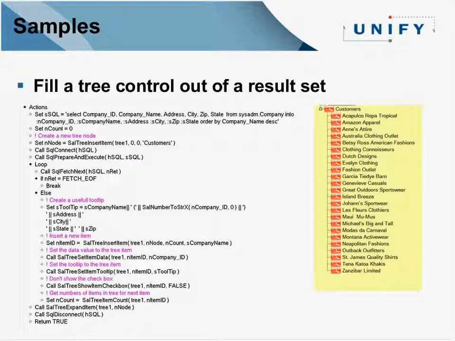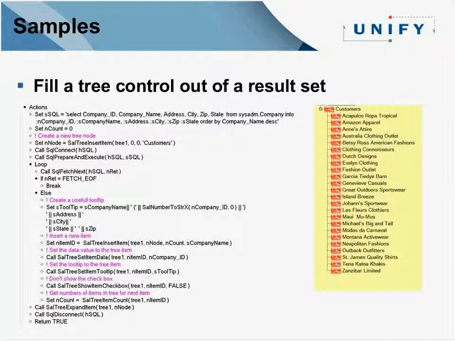Then I add the data value to the tree item. So tree set item data tree 1 to the n item ID for the newly inserted tree item, because it's the result value of the tree insert item. And I use the n company ID because it's unique in the database. Then I set the tooltip to the tree item. So tree set item tooltip, tree 1, n item ID, and the tooltip.